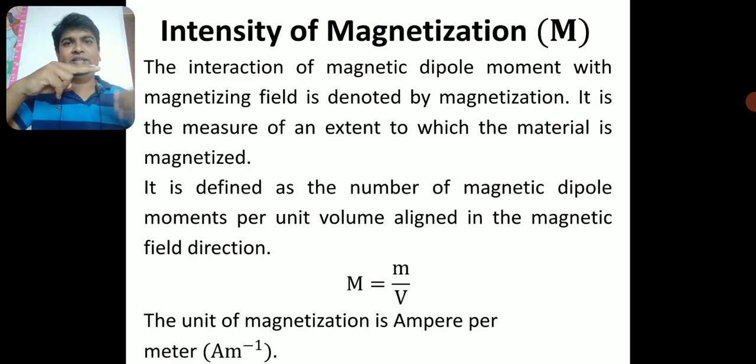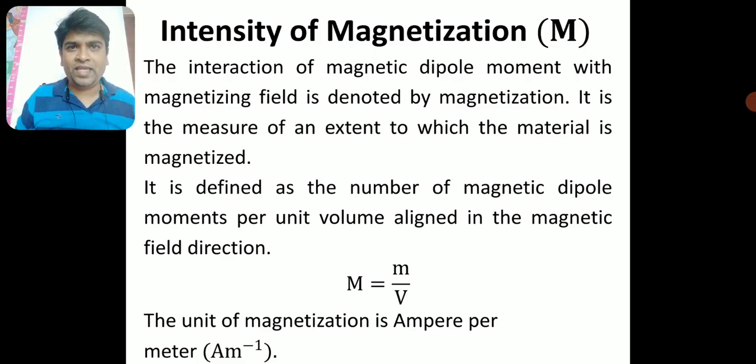In the numerator it is L into M, divided by the volume, which is area of cross section into length, A into L. So L cancels, and I am left with M by A, which is pole strength divided by area. So the intensity of magnetization in the case of a bar magnet is the pole strength per unit area.